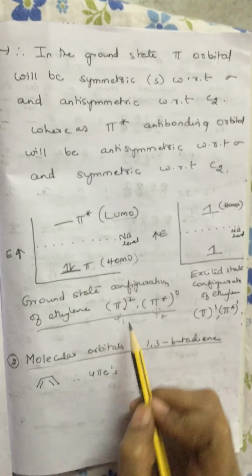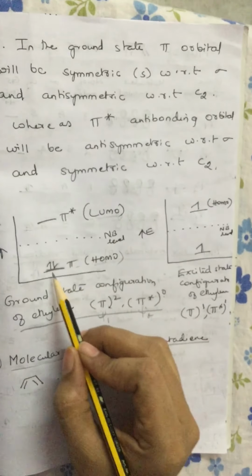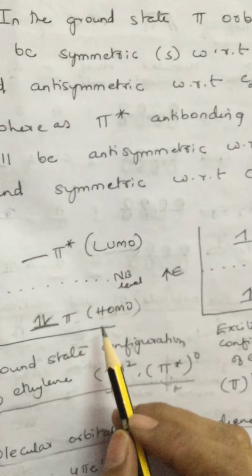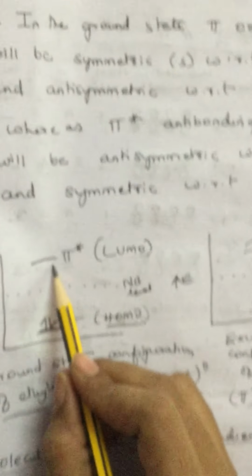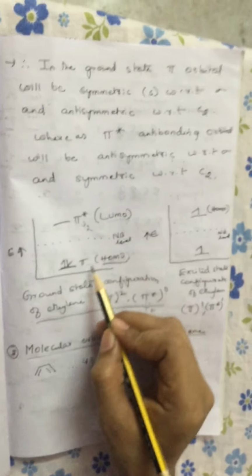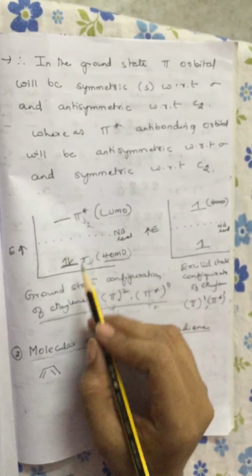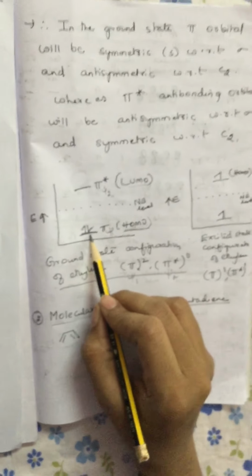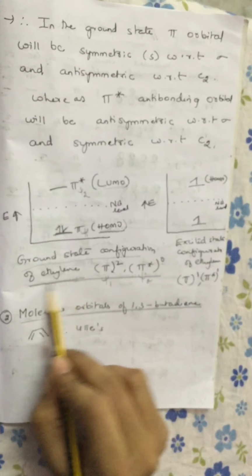By looking at the same thing, this is pi and this is pi star molecular orbital. Both electrons are occupying here, and here there are 0 electrons. This is the energy axis, the y axis. This is said to be HOMO, the highest occupied molecular orbital, and this Psi2 is called LUMO, the lowest unoccupied molecular orbital. It is unoccupied, there are no electrons, that is why it is called LUMO. This one has occupied electrons, that is why it is called the highest occupied molecular orbital. So this is the ground state electronic configuration of ethylene.